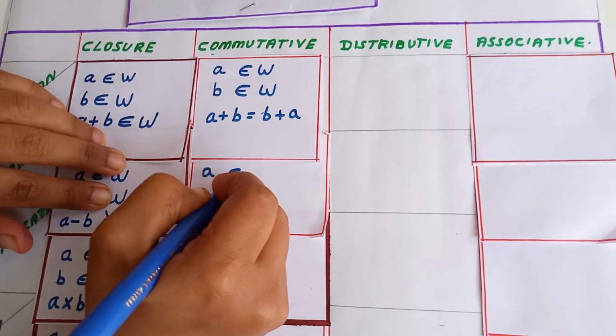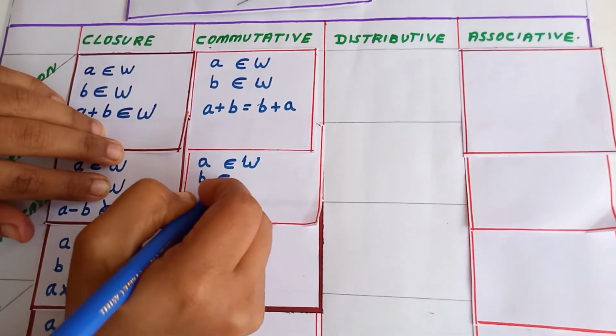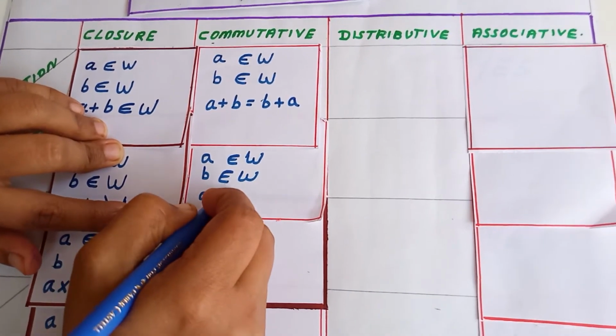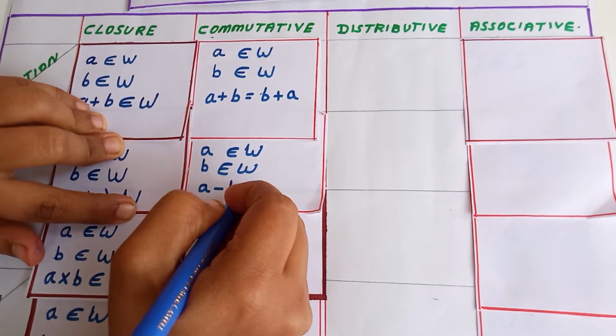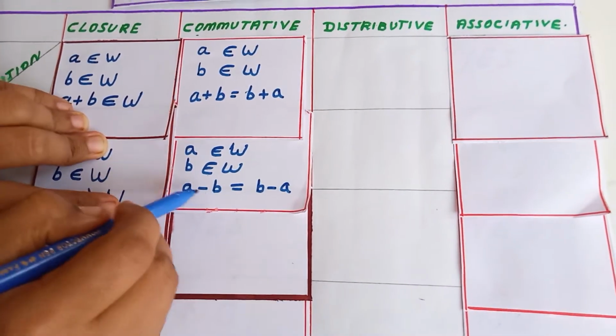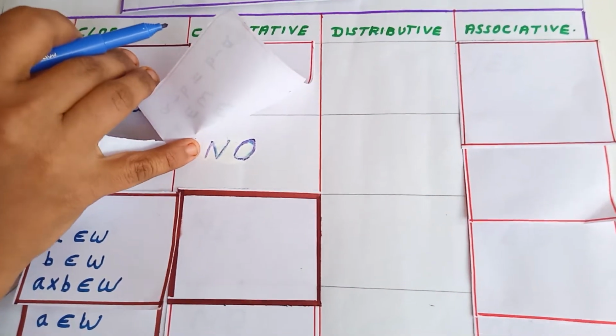A belongs to W and B belongs to W. Does A minus B equal B minus A? Will both be equal? See the answer.